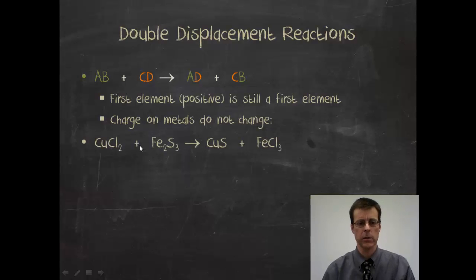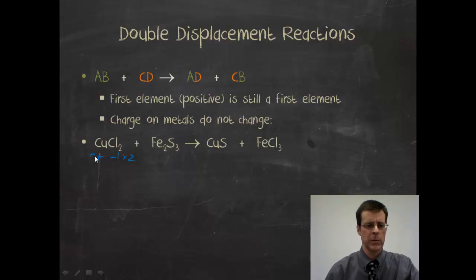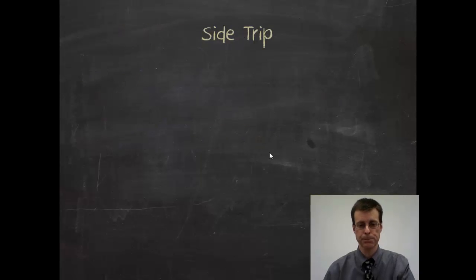So let's take a quick look at an actual example. Working through this one, you can say, well, chlorine is a -1, there's two of them. That means this copper is a +2, and sulfur is a -2, there's three of them, so that makes this iron a +3. And if you look at the product side, this copper is still a +2 and this iron is still a +3. So the charges do not change. That's really kind of important in a double displacement reaction for predicting the products. However, not really all that important for what we're talking about right now.